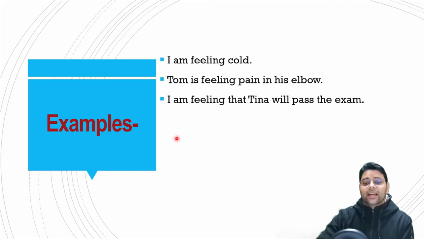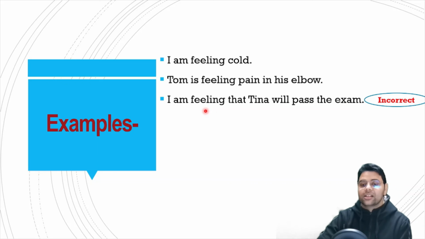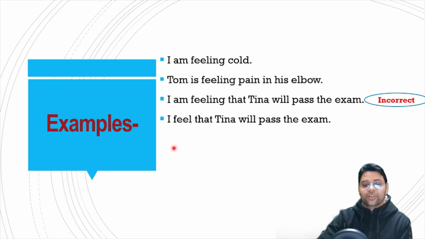I'm feeling that Tina will pass the exam. So here I am not experiencing anything, whereas it is my perception about Tina. Like, I feel like this is my perception. This is my opinion about Tina. So when feel means opinion or attitude or perception, it is stative, and a stative verb cannot be expressed in continuous tense. So the sentence is incorrect. So we have to make it indefinite, like I feel that Tina will pass the exam. Now this is correct. Let's move further.